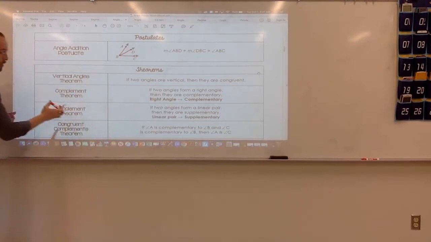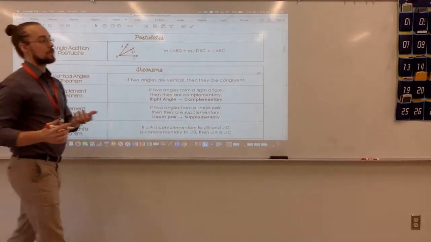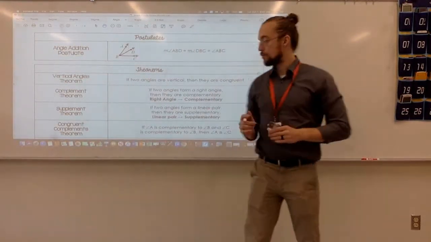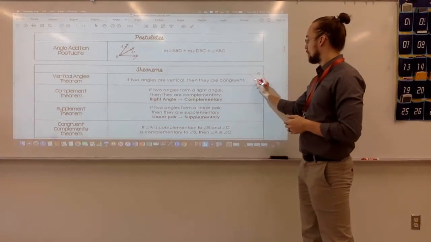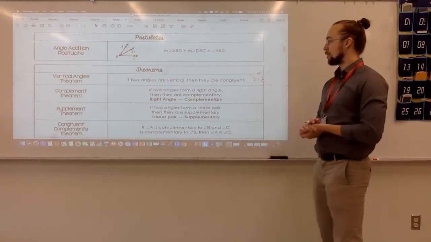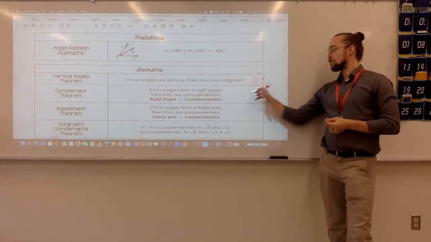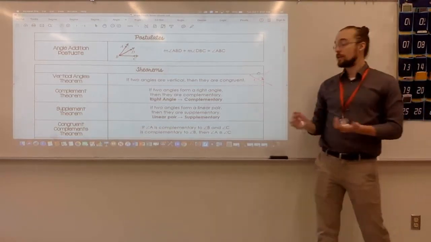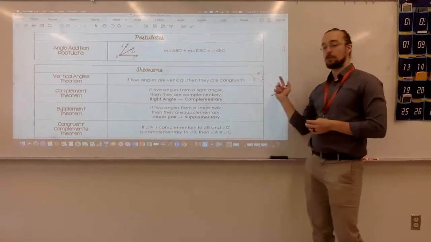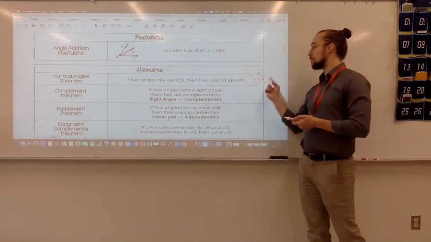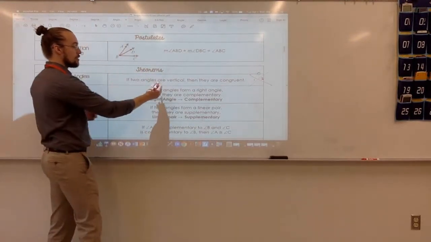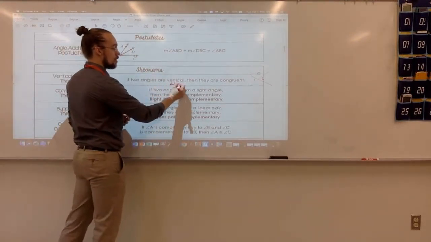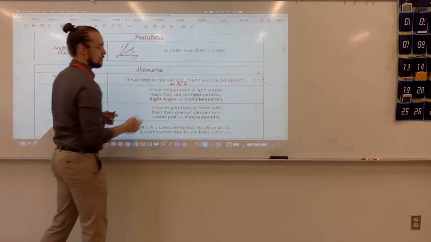We also looked at vertical angles. This is the one where we have angles right across from each other. So when we have intersecting lines, if I've got angle 1 here and angle 2 here, I can say that those two angles are congruent to each other. And this is one where we would have to look at the figure. If I can look at the figure and recognize two angles that are right across from each other, then I can say those two angles are congruent.